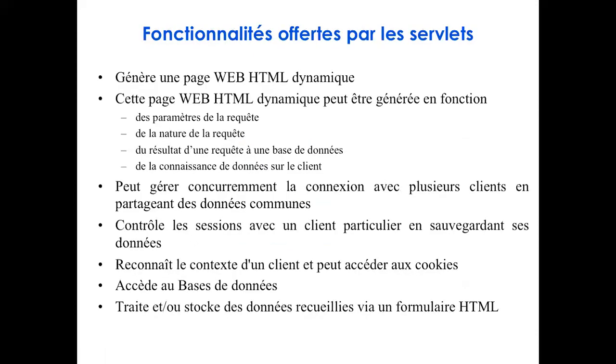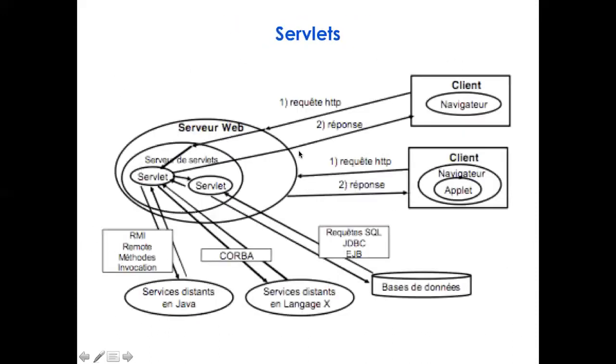So if we want to summarize, what are the offered functionalities that are executed within or thanks to the servlet. A servlet generates a dynamic HTML thanks to different components: the parameters of the request, the nature of the request, depending if it is a get or a post method, and depending on the result of the execution of some database query, as I explained in this figure.